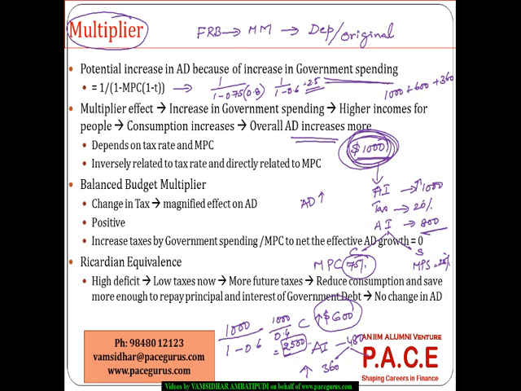So the multiplier is coming out to be 2.5, which means a $1 increase in the government spending is resulting in a $2.5 increase in the aggregate demand. So aggregate demand is increasing much higher compared to the spending that is being done by the government, and that is what we call the fiscal multiplier. In this example I am taking the fiscal multiplier as 2.5.